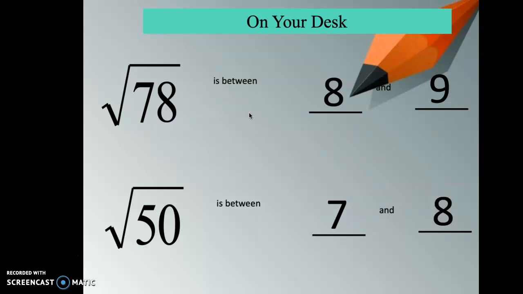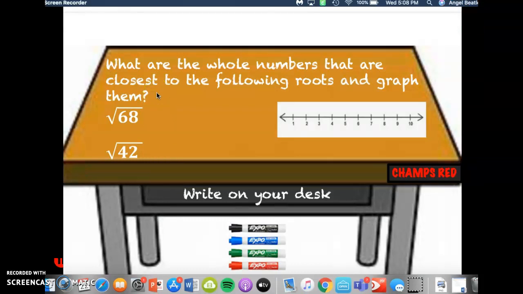7 squared is 49 and 8 squared is 64. If I was putting this on the number line, I'll put it right in front of 7 because 7 squared is 49 and 50 is not that far off. Okay, so we're going to practice graphing on a number line. I've been talking about that throughout the lesson on where numbers would land, or I should say imperfect roots.